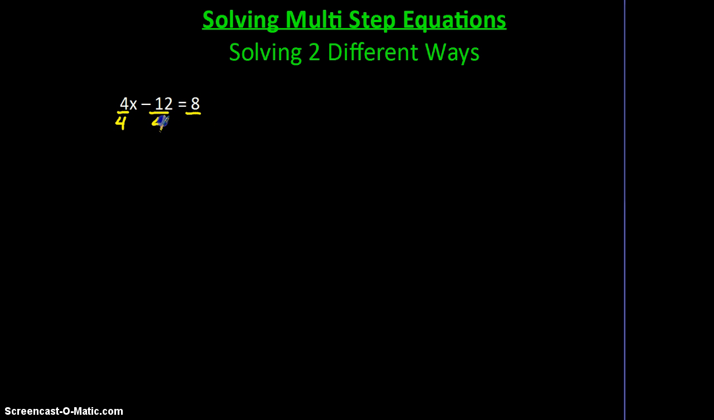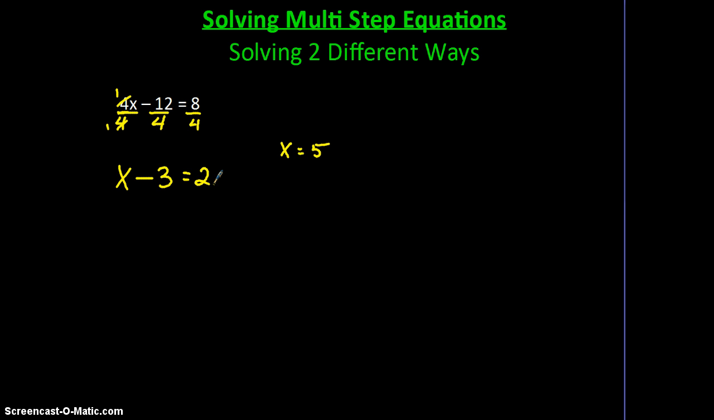So what I could do, and remember again, that our answer was equal to 5 the first time we solved it, correct? I could here divide everything by 4. Now the trick is, again, you have to divide or multiply the entire side. So in this case, I could divide the 4x by 4, which I know gives me 1x. I could divide the negative 12 by 4, which I know gives me a negative 3. And then that's equal to 8 divided by 4, which is 2.